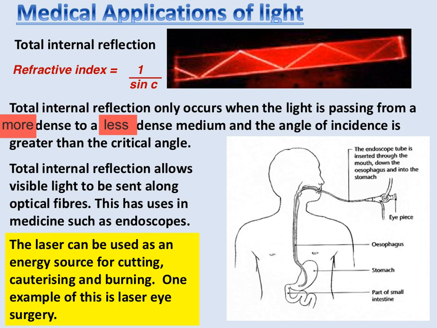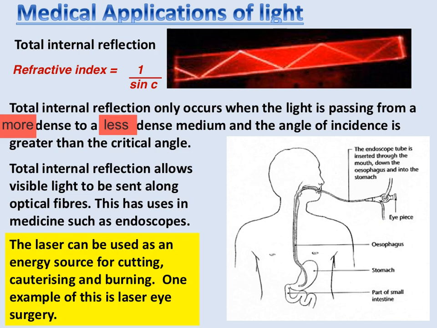Total internal reflection allows visible light to be sent along optical fibres, and this has uses in medicine such as endoscopes. So you can send an optical fibre down someone's mouth into their stomach, for example, and then we will be able to use total internal reflection to pass the light back up to the eyepiece and be able to see inside their bodies without cutting them open.